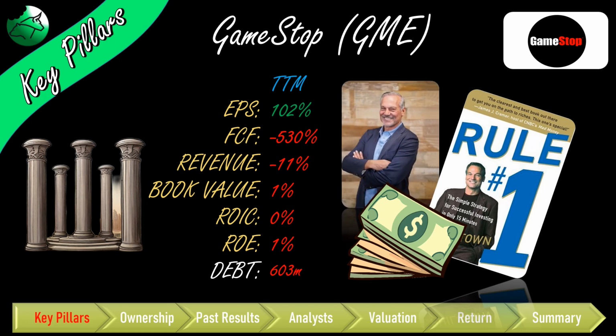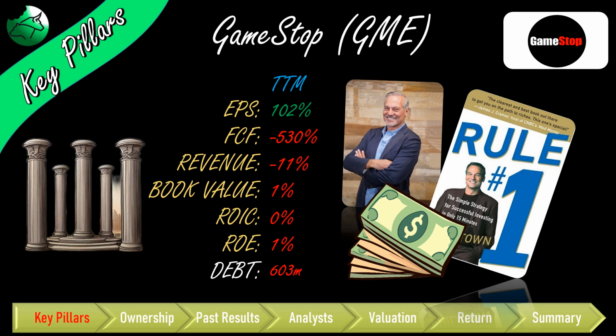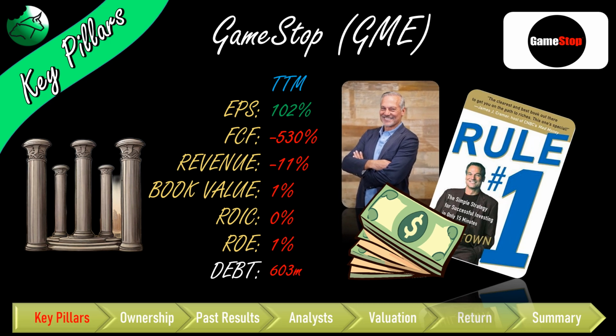Now we move on to debt, and Phil Town prefers a company that is able to pay off debt with their free cash flow within 3 years. GameStop currently have $603 million worth of debt and are currently making a loss, so they can't use their free cash flow to pay off the debt.